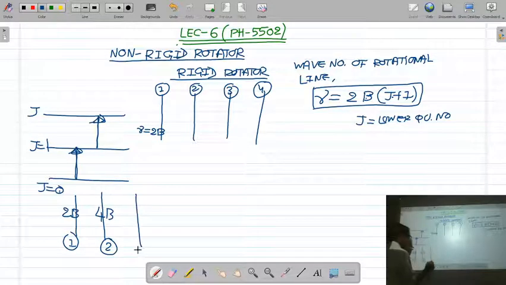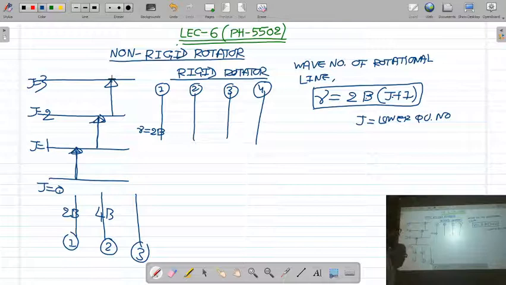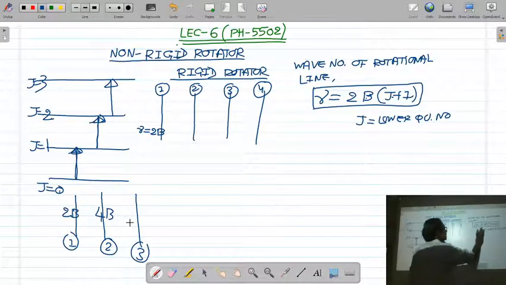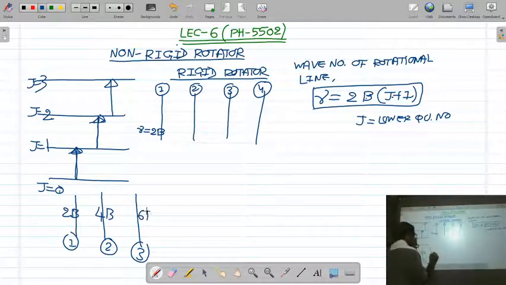And similarly, when the molecule makes a transition from J is equal to 2 to J is equal to 3, you will get the third rotational line. For this transition, the lower quantum number is 2. So the wave number of the third line will be 2B (2 plus 1), that is 6B.